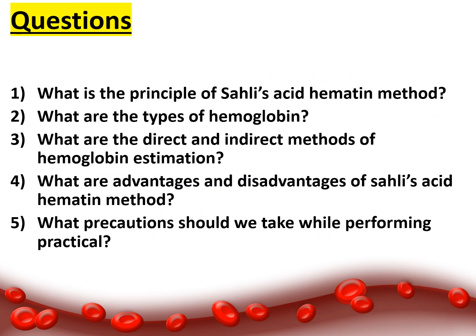So this is the end of the practical, and now these are a few questions that you should know at the end of this module. First, what is the principle of Sahli's acid hematine method? Second, what are the types of hemoglobin? Third, what are the direct and indirect methods of hemoglobin estimation? Fourth, what are the advantages and disadvantages of Sahli's acid hematine method? Fifth, what are the precautions that we should take while performing this practical?